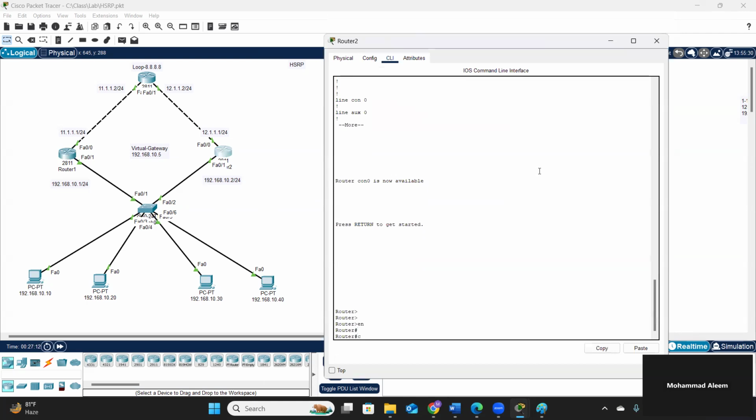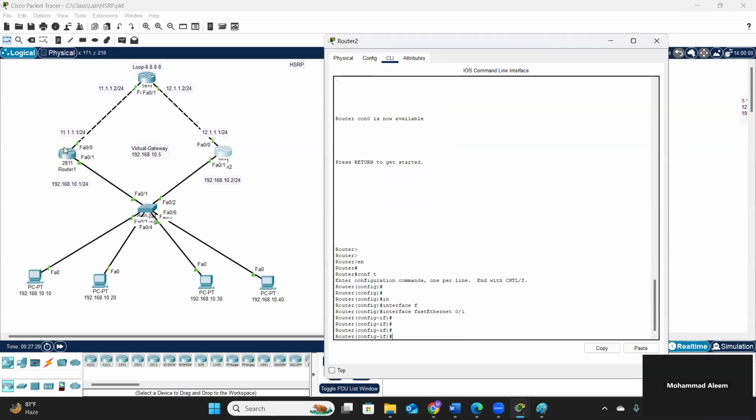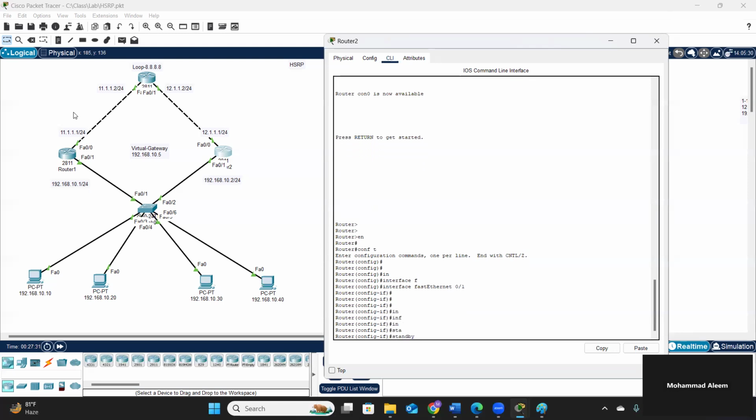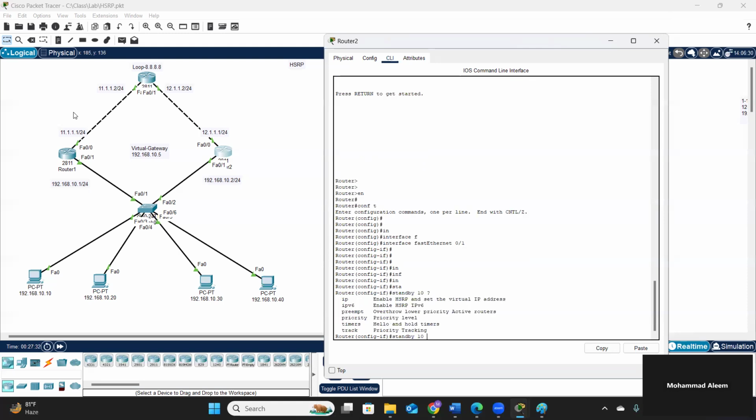I need to configure here also, interface FastEthernet 0/1. You can verify with yesterday's lab. This router is the active router, and the FastEthernet interface is already done. Standby group number must match, and ip 192.168.10.5. Maybe it's 11, I think, and not 10.